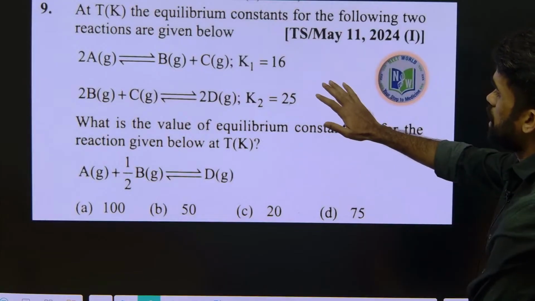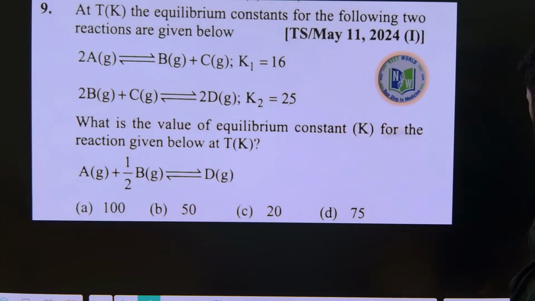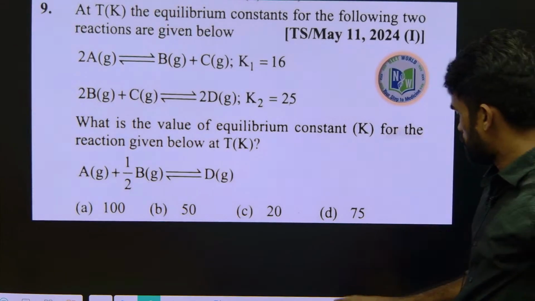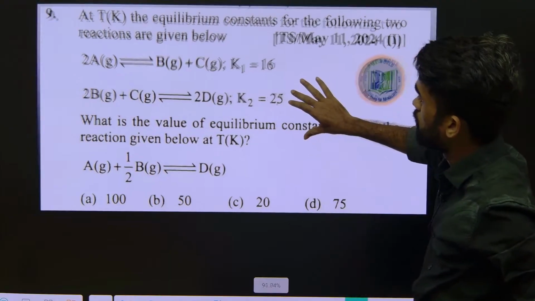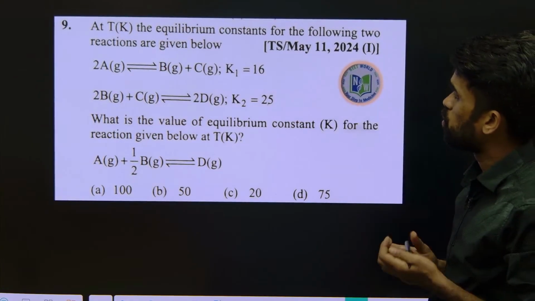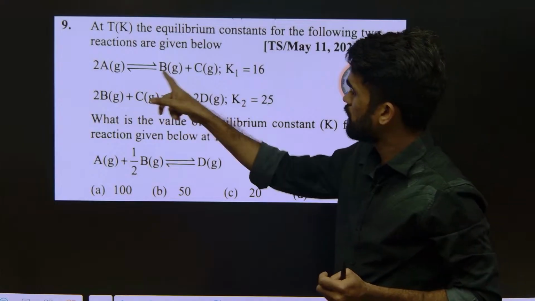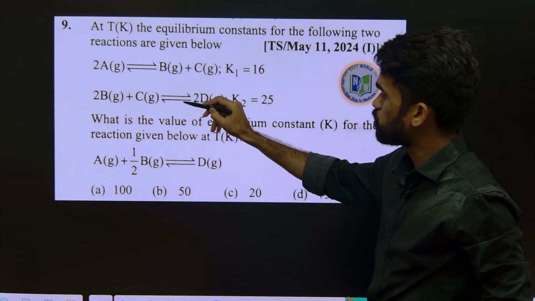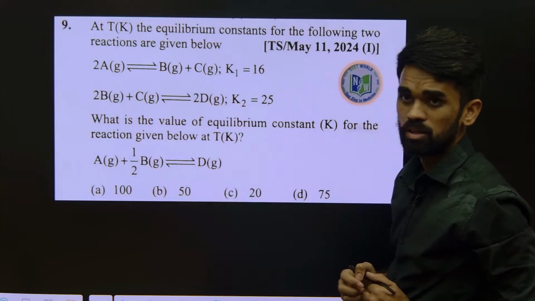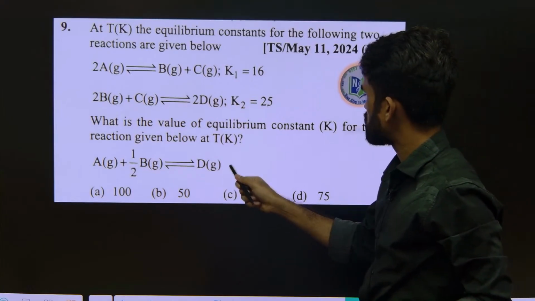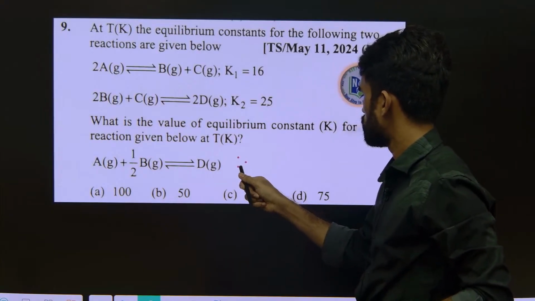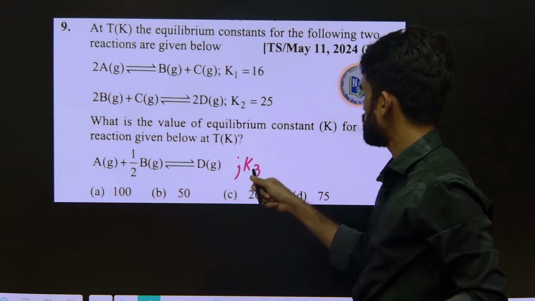Look at this again. I hope whatever concepts I have discussed in the previous slides, you can use them for solving the questions related to Le Chatelier's principle. Now look at this question. They have given the equilibrium constants for these two reactions. Using these two reactions, this third reaction is made. So what is the equilibrium constant K value for the third reaction they are asking? This K3 is how much, they are asking.